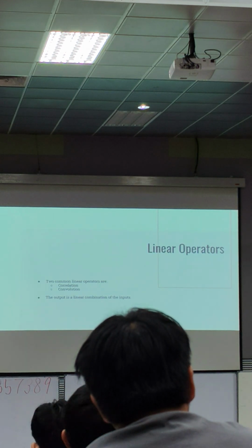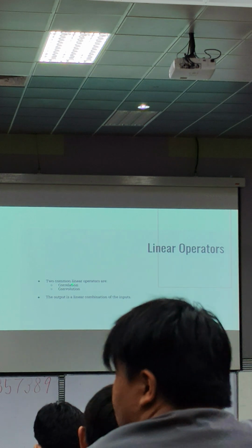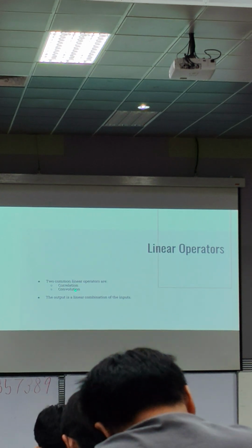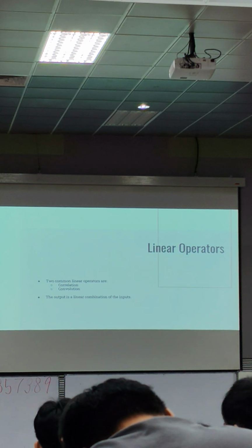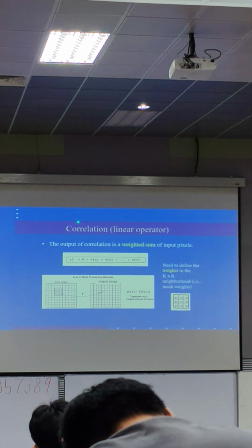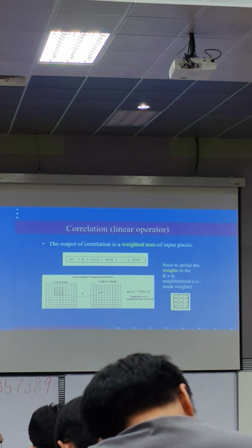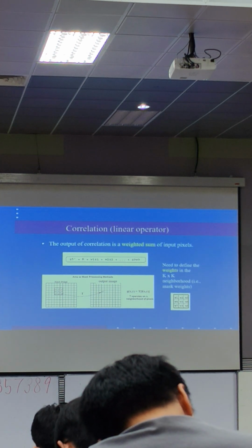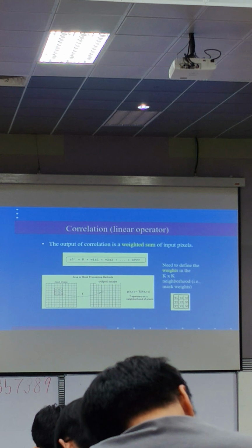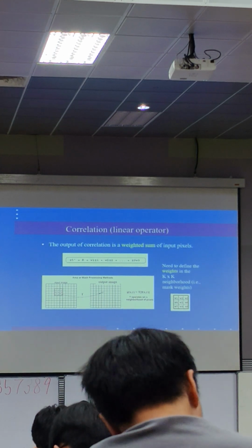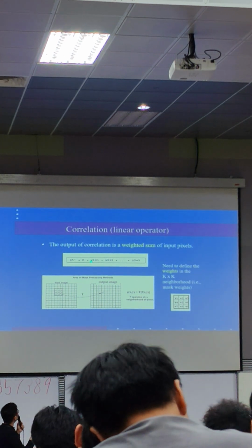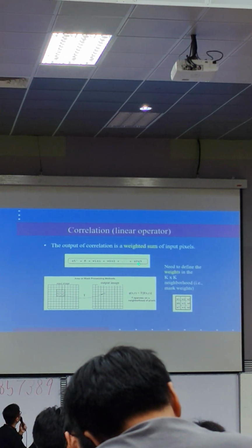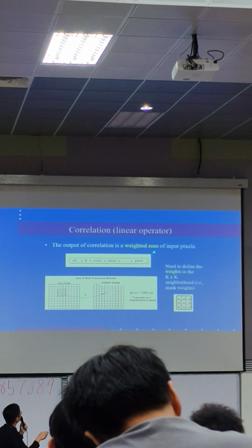Continue. Two common ones, correlation and also convolution. We learned this in Form 4 mathematics. We're talking about matrix. Number 1, correlation. The output is actually a weighted sum. Weighted sum is referring to the W of W1. And that's why we have W1, W2, Wn until the end.